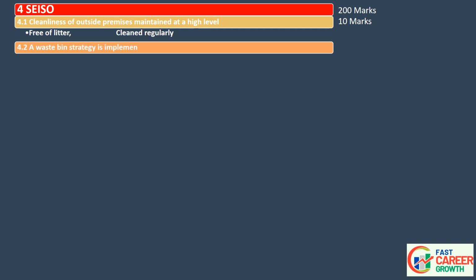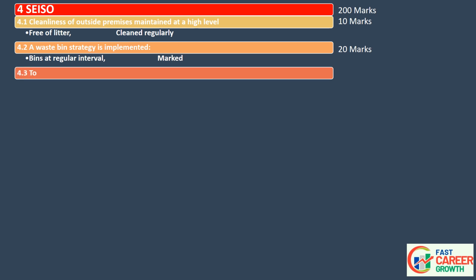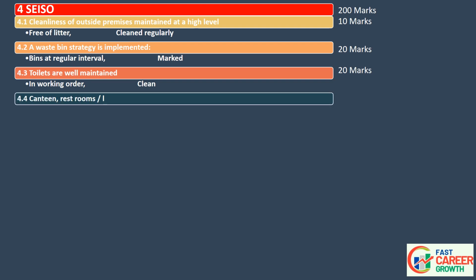Then check whether a waste bin strategy is implemented. Means check the bin management strategy, and whether all bins are marked. Total is 20 points. Then check whether toilets are well maintained. Check their working order and cleanliness. Total is 20 points. Then check whether the canteen, rest rooms or locker rooms are well maintained. Means check their cleanliness and orderliness.